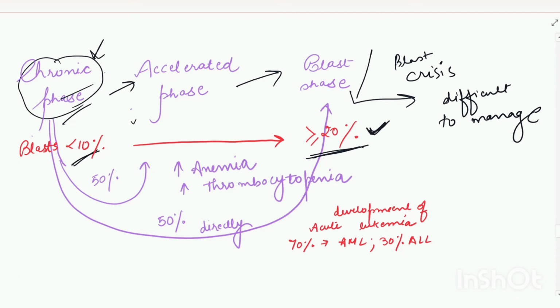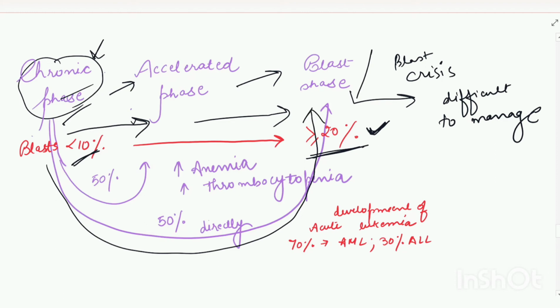Another thing to note here is that almost half of patients progress in this fashion, from chronic phase to accelerated phase to blast phase. But another 50% will progress directly from chronic phase into the blast phase. Entering into blast phase is very deadly. And even in the blast phase, we have development of acute leukemia. 70% will be of AML origin, myeloid origin, and 30% will be of lymphocytic origin. 30% will develop into ALL, which has worse prognosis.